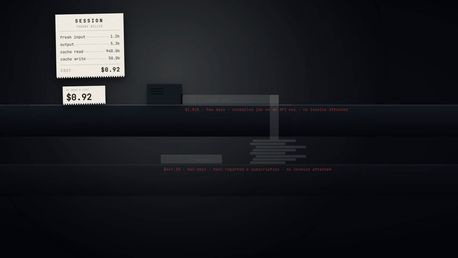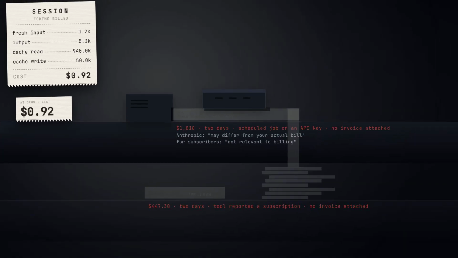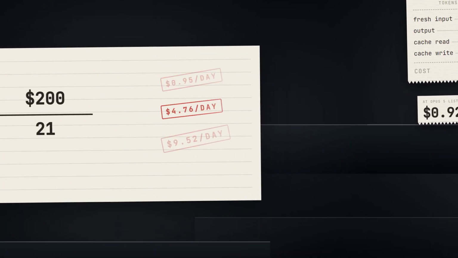Every figure here is somebody's own calculation, including Anthropic's, and their documentation says Claude Code works the number out locally at public prices, and it may differ from your actual bill. For subscribers, they go further and say it isn't relevant to billing, so what you're buying is a number that can't be exceeded, and the tokens are close to beside the point.